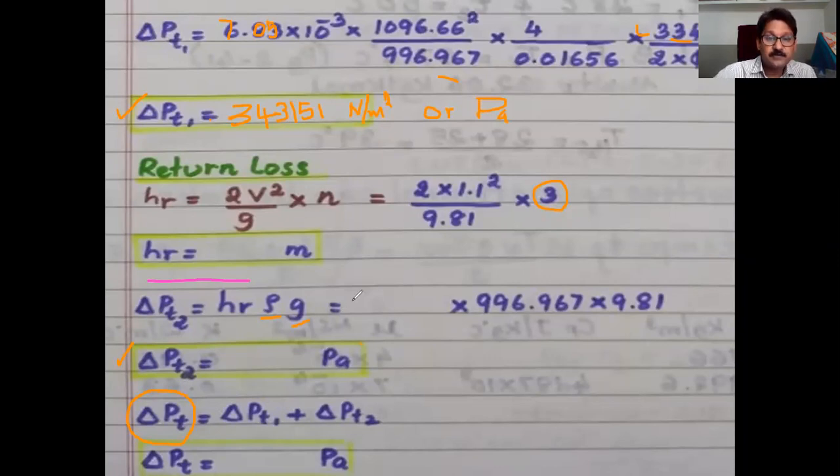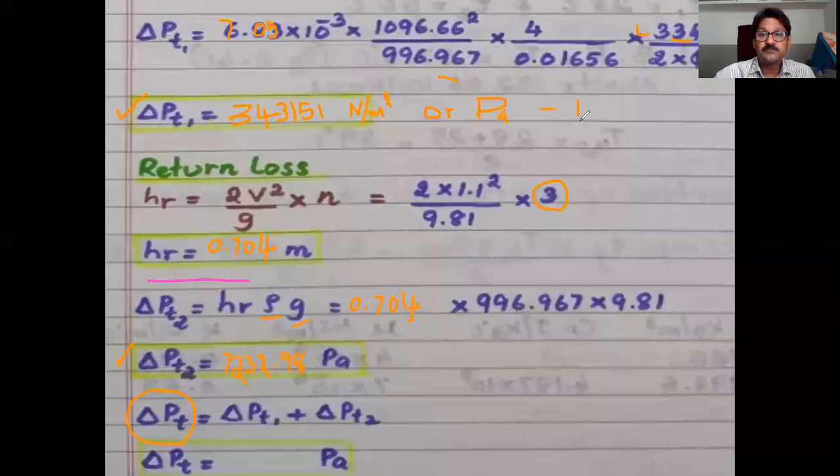0.704. Is it right? Yes, sir. Yes. Into 996.967 into 9.81. So this will be 7.23 to 0.98.